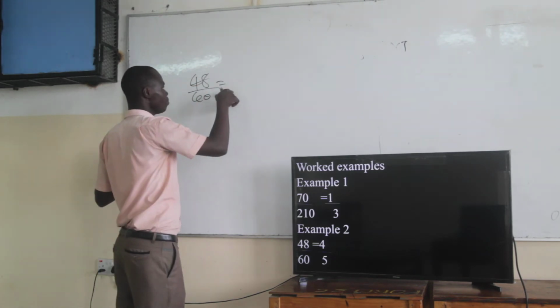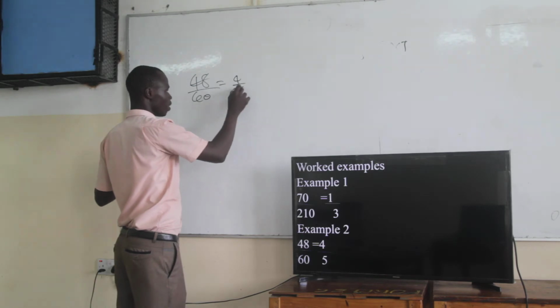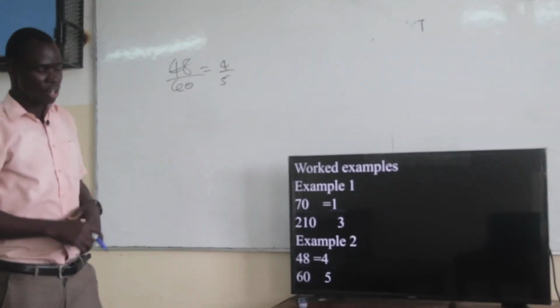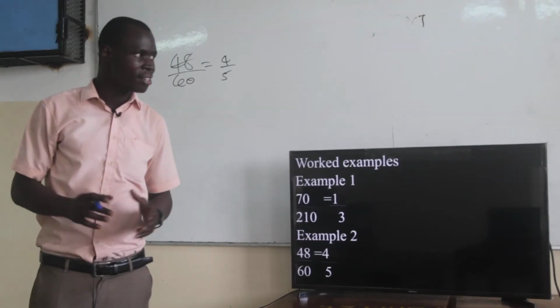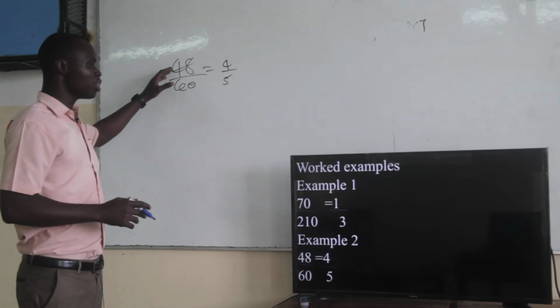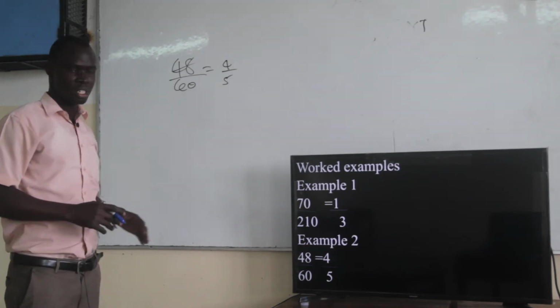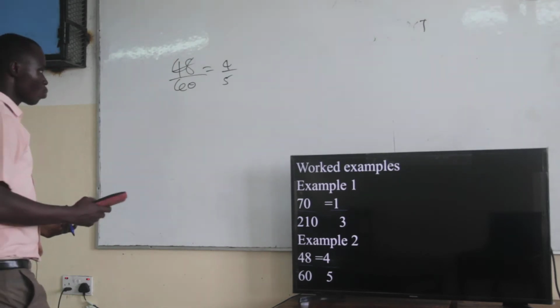12 goes here how many times? 12 goes here 4 times. And 12 goes here how many times? 5. So when you are given a fraction, and you end up with something like 48 over 60, you look and see whether there's still a common factor that can divide both the numerator and the denominator. So if that one can work out, then it's good for you.